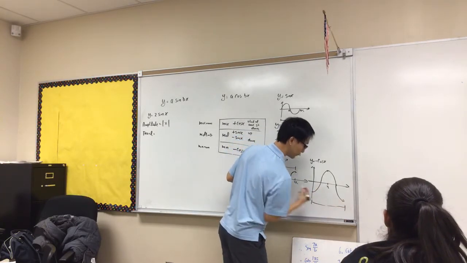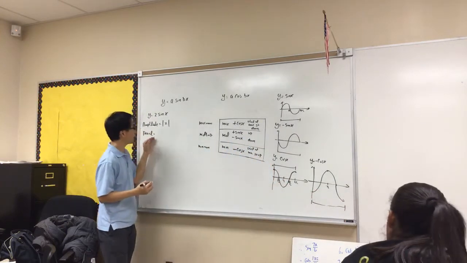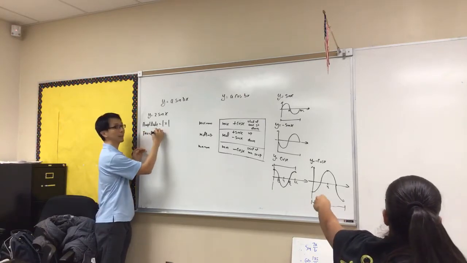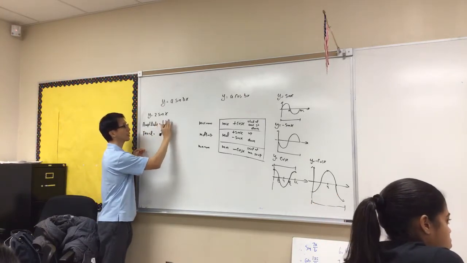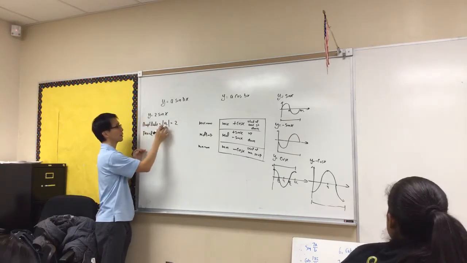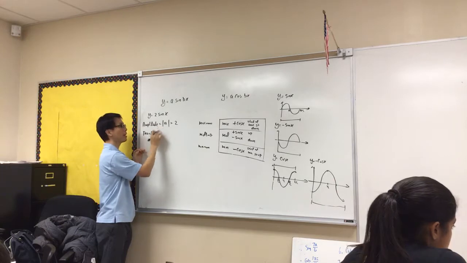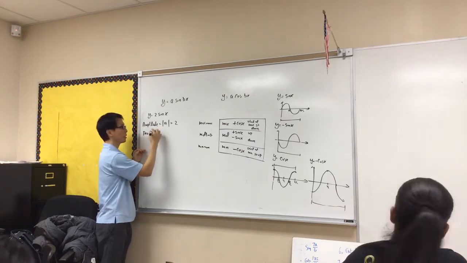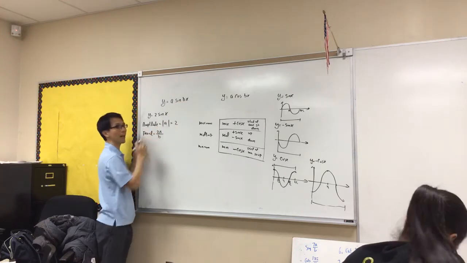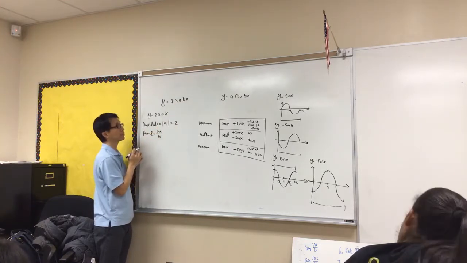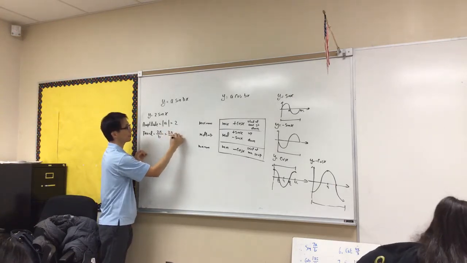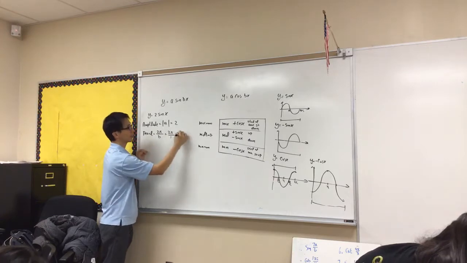Okay, so this is the equation you have to memorize, please. Absolute value of A, in this case 2. Amplitude is absolute value of A. Period is 2 pi over B, where B is the number in front of x. So in this case it's 2 pi over 1, which is equal to 2 pi.